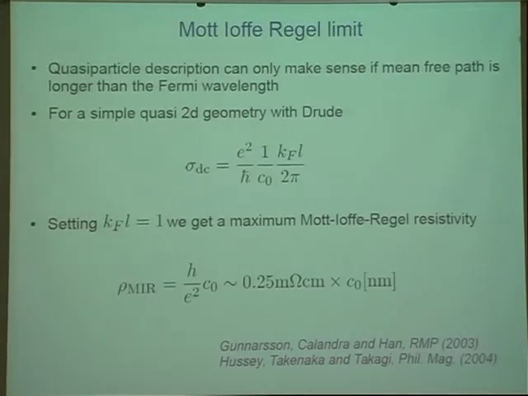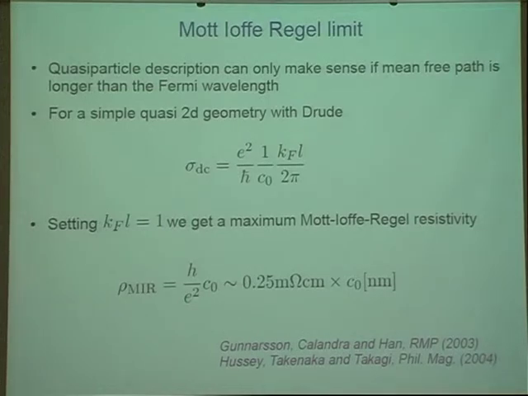So let me go to this Mott-Ioffe-Regel limit. If I want to describe transport or current in a system based on a quasiparticle description, this only can make sense if the mean free path of these quasiparticles is longer than the Fermi wavelength. André-Marie Tremblay already discussed this yesterday, but if this mean free path starts to be shorter than the Fermi wavelength, you cannot describe transport with quasiparticles.